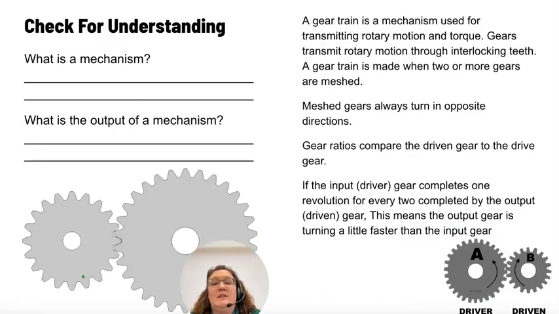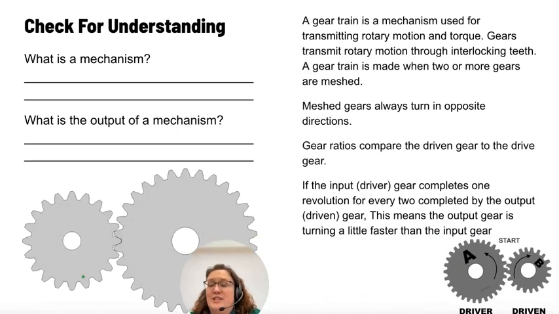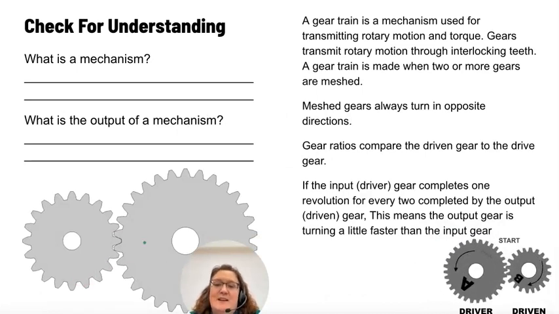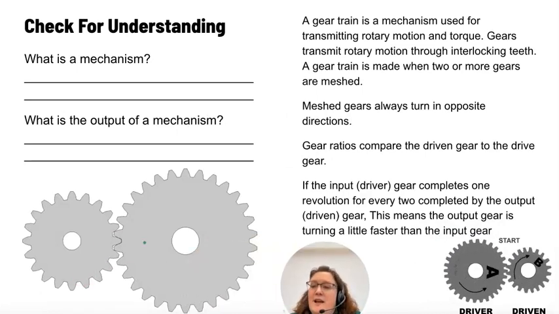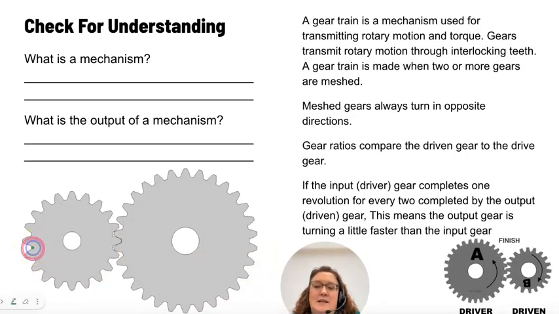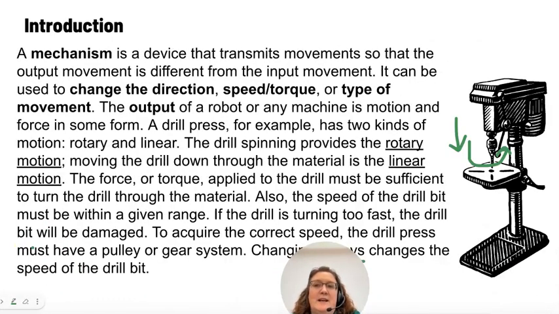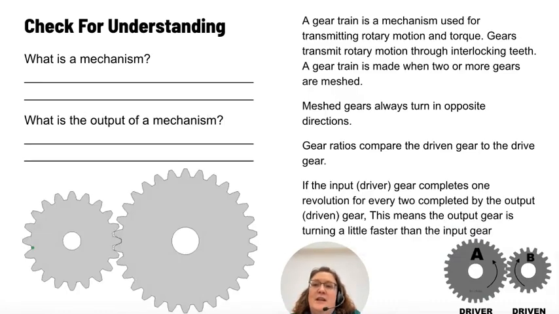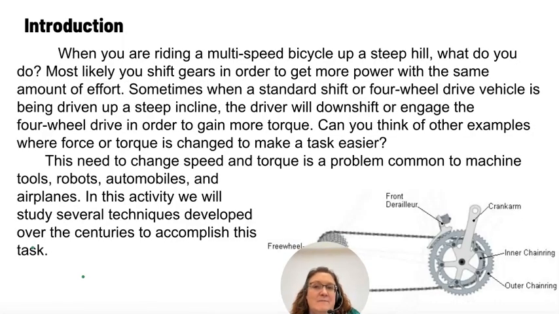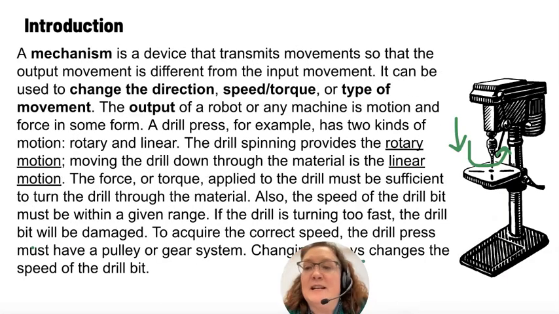So, first off, let's do a quick check for understanding. What was a mechanism? A mechanism was a device that transmits movement so that the input and output are different. So then what was the output of any mechanism? That's right, motion or force in some form.